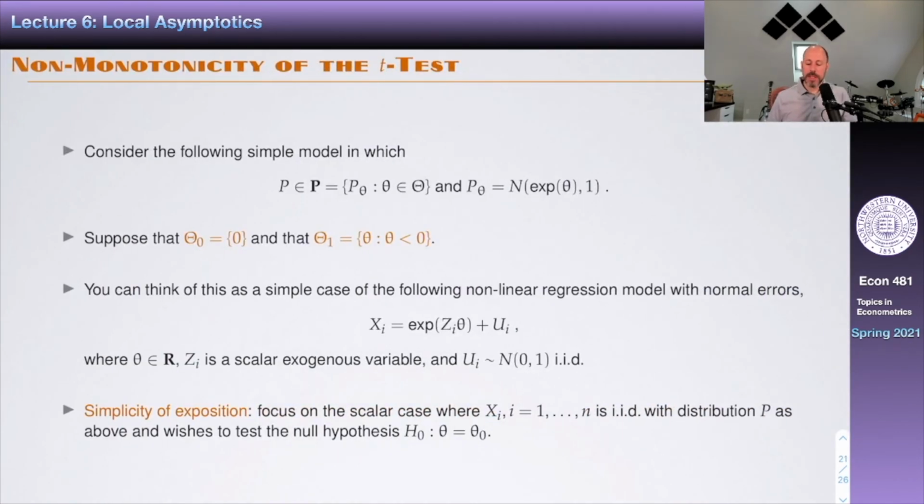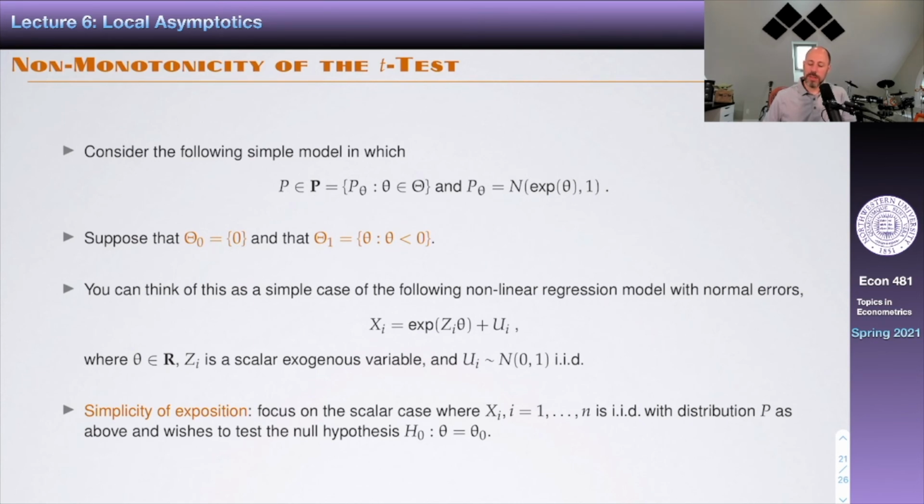So, non-monotonicity of the t-test. We're going to consider this problem where P belongs to a family of distributions that are indexed by parameter theta. The family of distributions is normals with mean e to the power theta, comma 1. And then what we want to test is whether theta is 0 versus the alternative that theta is negative.